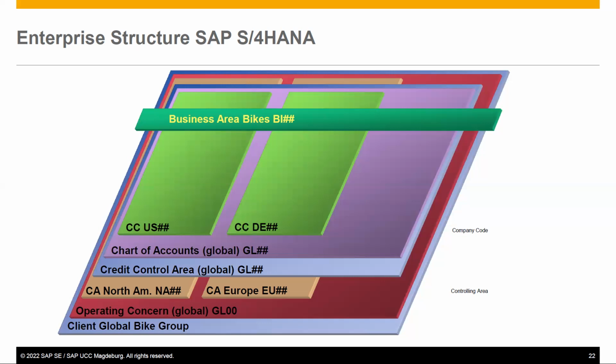So one more time, guys. Client is for everything, okay? Operating concern is the part of internal accounting. Controlling area, internal accounting, okay? Credit control area, both. Chart of account, both are using the same chart of account. And company code is for external accounting, but it is linked with the controlling, with the cost accounting as well.